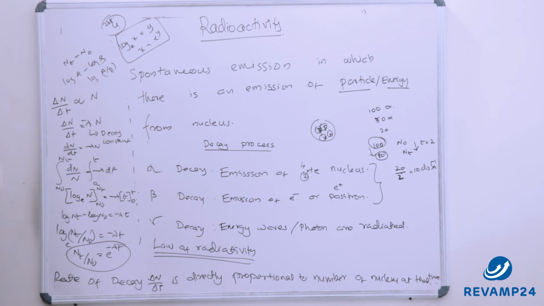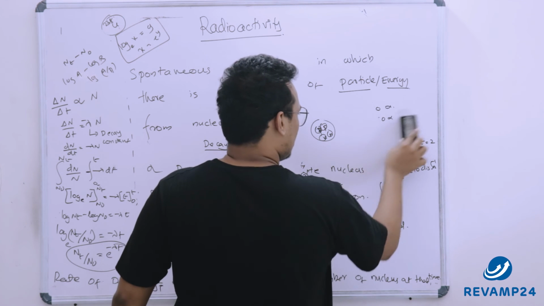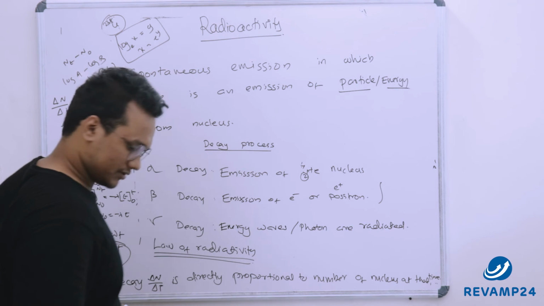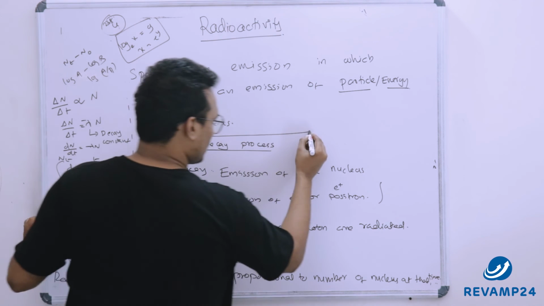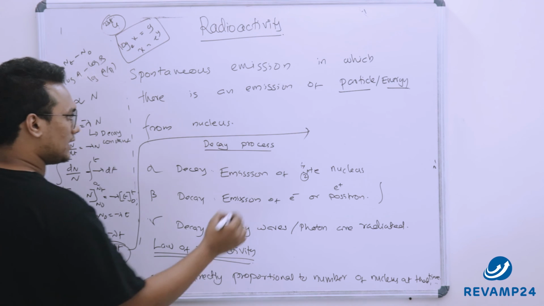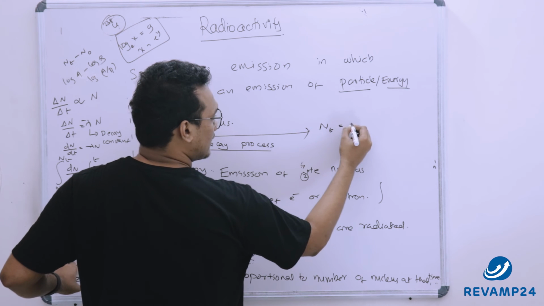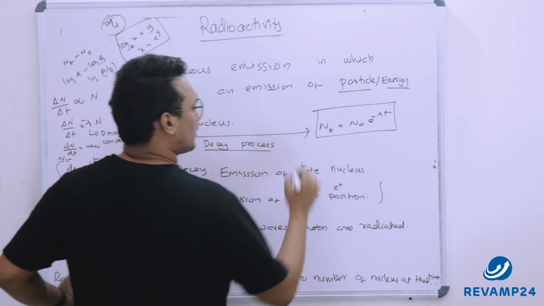Now from here I am going to take the equation to the next step. Nt by N0 is equal to e power minus lambda t. Nt is equal to N0 into e power minus lambda t. This is a very important relation.